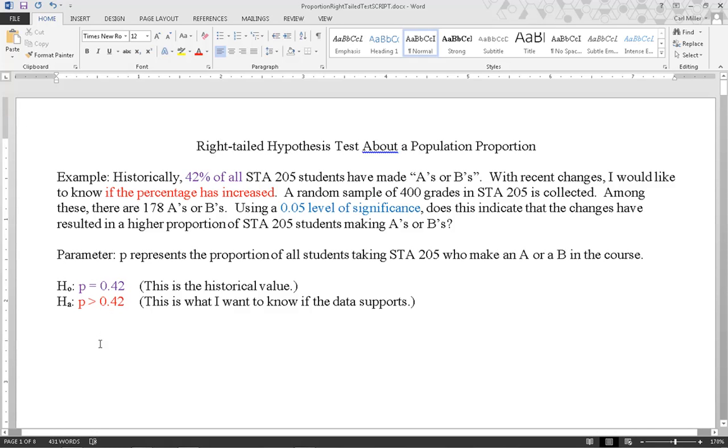The null hypothesis H sub 0 is that P equals 0.42. This is the historical value of 42%. H sub A states P is greater than 0.42. This is what I want to know if the data supports.